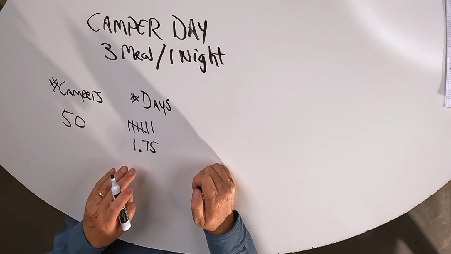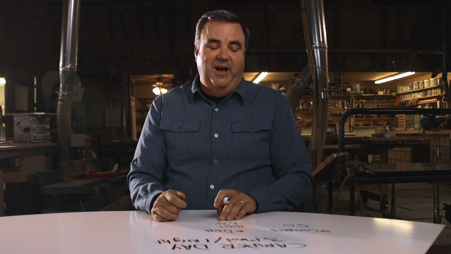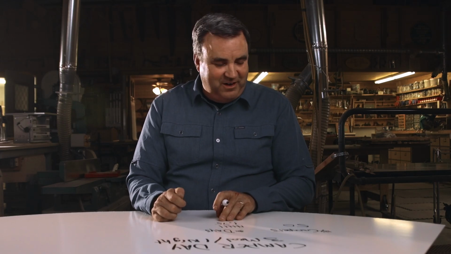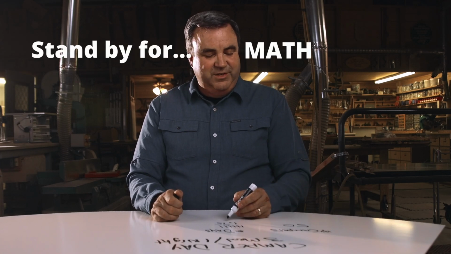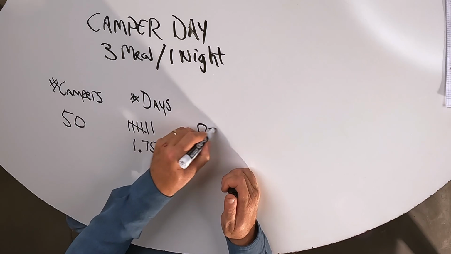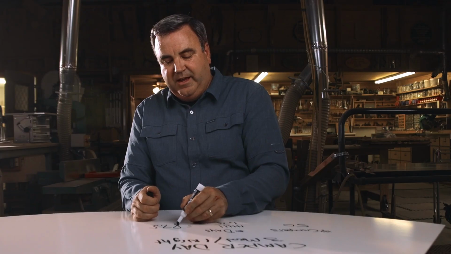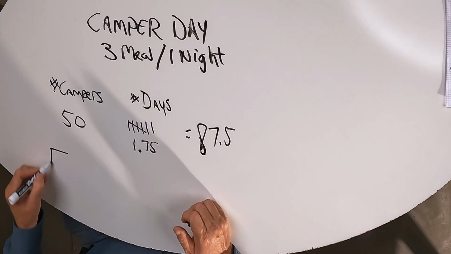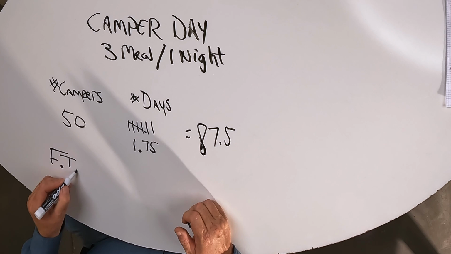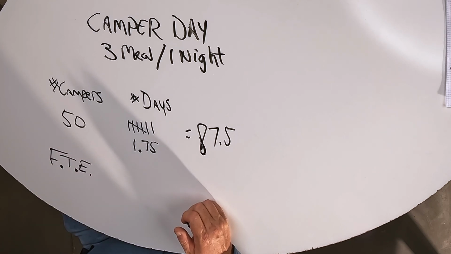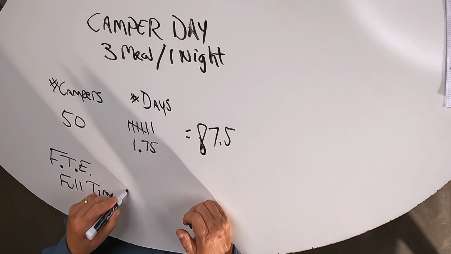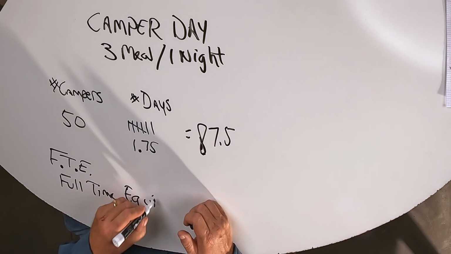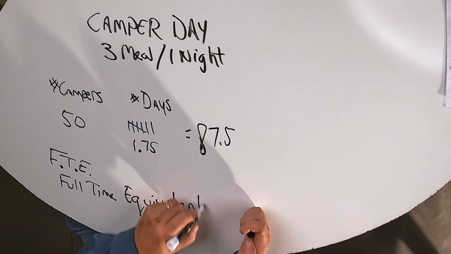So 50 campers times 1.75, I did not make it easy on myself here on the math, is going to be what, 87.5? So this equals 87.5 camper days. The other thing that I'm going to have to figure out, the term FTE, that is short for full-time equivalent. Now, this can be a bear to figure out.